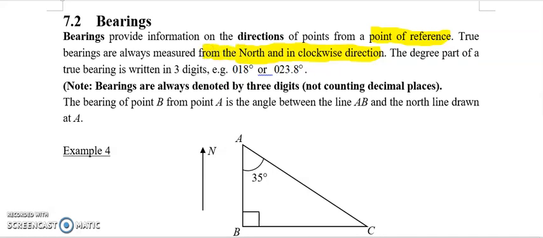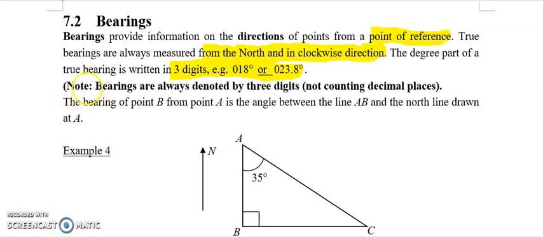And the last thing, bearings are always measured in degrees and expressed in 3 digits. So these 3 important pieces of information we need to know when we have questions on bearing.